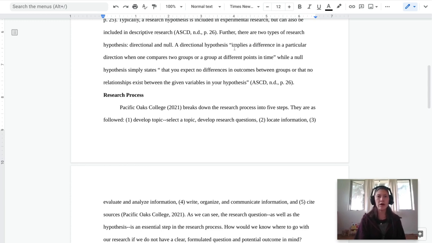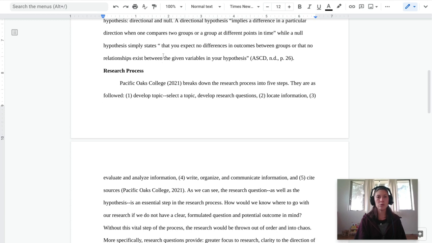A directional hypothesis implies a difference in a particular direction when one compares two groups or a group at different points in time, while a null hypothesis simply states that you expect no differences in outcomes between groups or that no relationship exists between the given variables in your hypothesis.